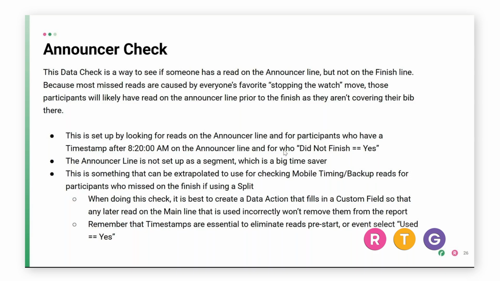Just a side note on that, if you have a mainstream and a backup stream, we look at the mainstream first for a valid read for that participant. If there's not one, we look at the backup stream. And if there's a valid one, we'll use that. However, if there is later a valid read on the main line, that would overwrite it.